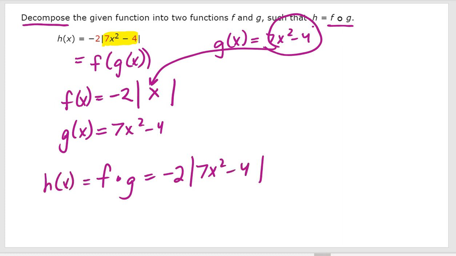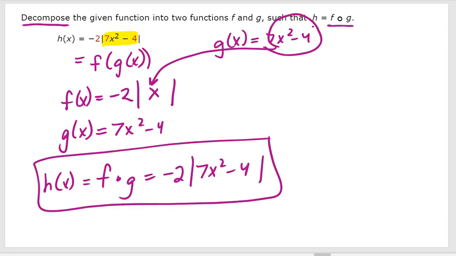And I do get h of x. Now, there's more than one answer for these. You can try different combinations. So do not think that you only have one way to do this.